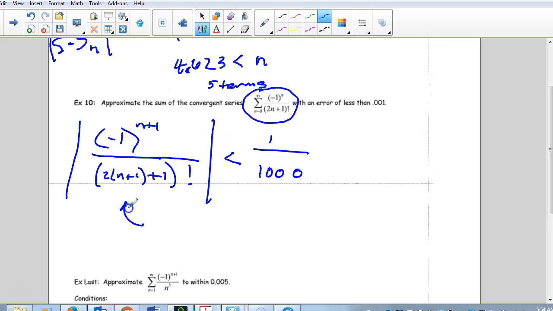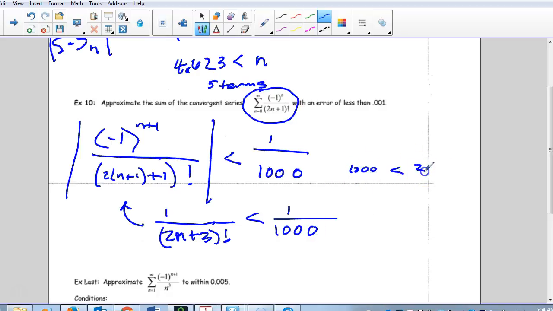Okay, so you work this stuff out. Obviously, the 1 doesn't matter. That's going to be 2n plus 3, but that's a factorial. And my job is to figure out when that's within 1 over 1,000. So we cross multiply, you get 1,000 less than (2n plus 3) factorial. Well, how do I solve that? I have no idea how to solve a factorial. That's going to go on and on and on, right? It would be 2n plus 3, 2n plus 2, 2n plus 1, 2n, 2n minus 1. So factorials go down by 1. So I don't know how to solve that.